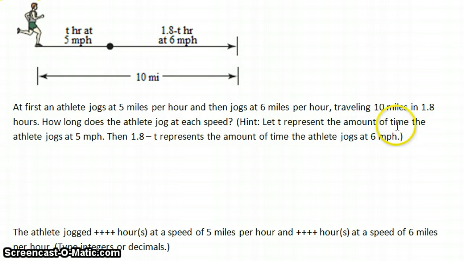So basically we have two distances. We have this first distance we can write an expression for with one speed, 5, and one time, t. And then we have this second distance here that we can also write an expression for with one speed, 6, and one time, 1.8 minus t. So the key equation that you have to know going into this problem is that distance is equal to rate times time.